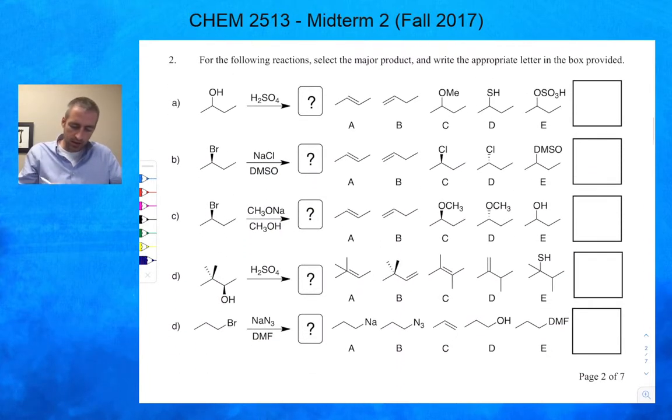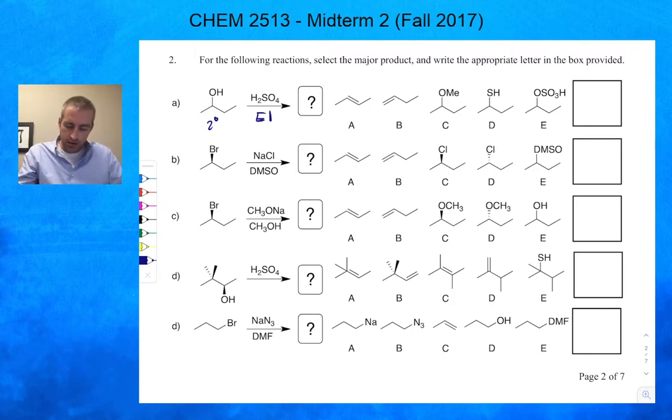Next question. For the following reaction, select the major product. In this case, we have a secondary alcohol being treated with sulfuric acid. Sulfuric acid is one that promotes elimination. And because this one is a secondary alcohol and can make a somewhat stable secondary carbocation, and by somewhat stable, I mean more stable than a primary or a methyl, this can go by E1.